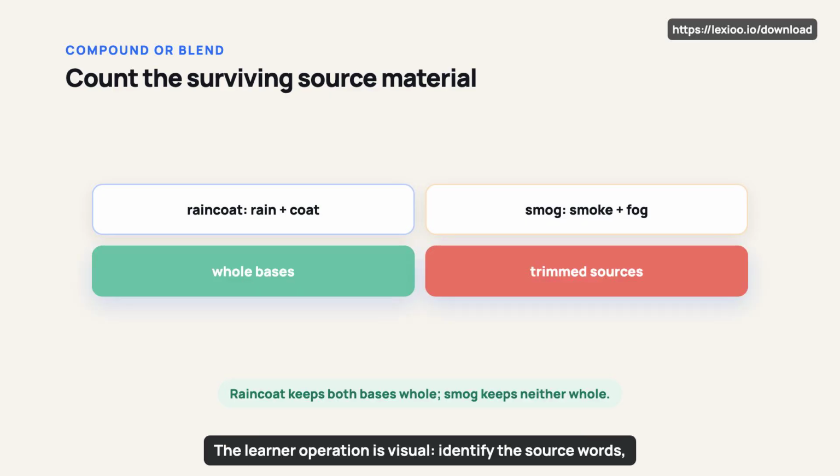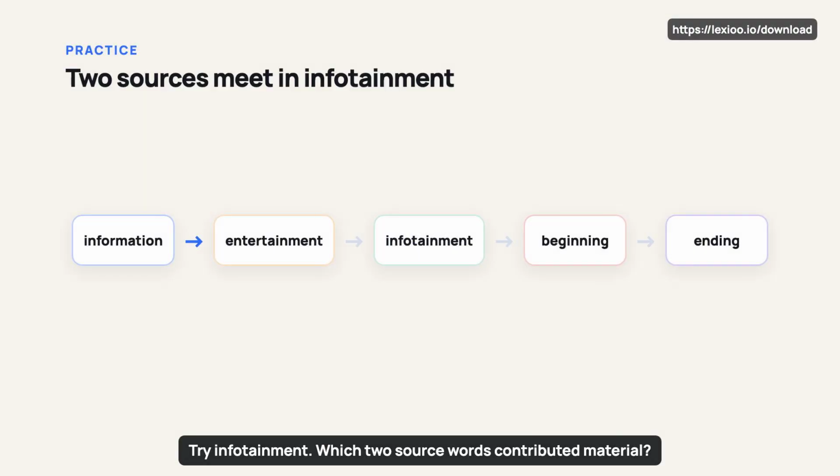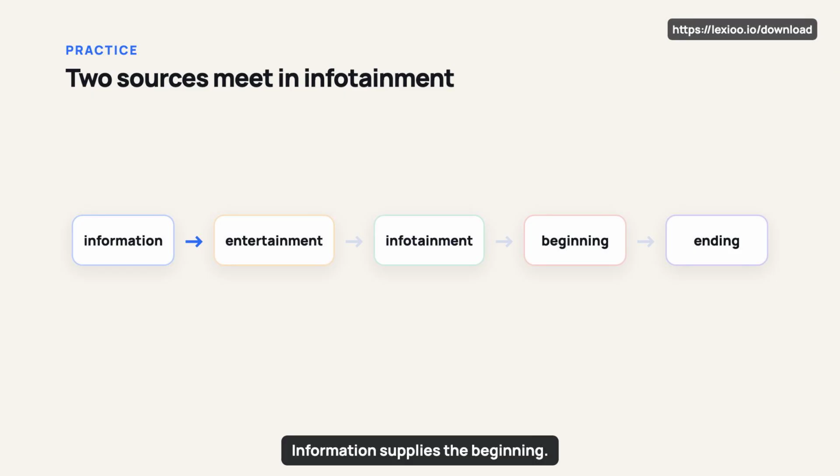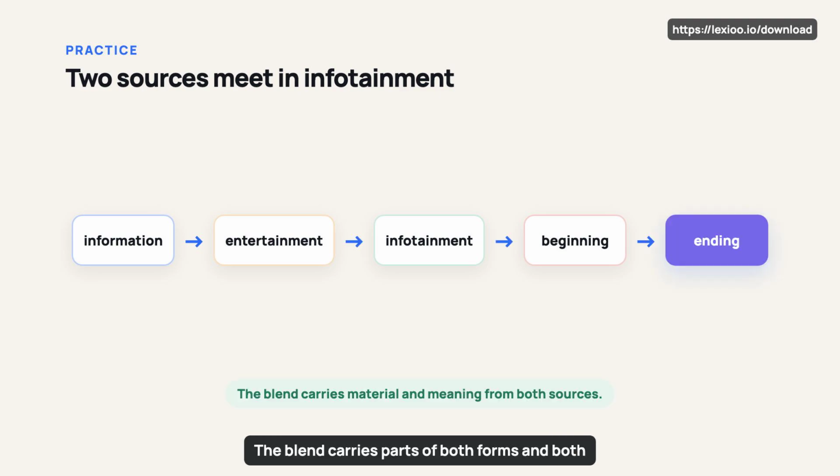The learner operation is visual. Identify the source words, then trace the letters that remain. Try infotainment. Which two source words contributed material? Information supplies the beginning. Entertainment supplies the ending. The blend carries parts of both forms and both meanings.